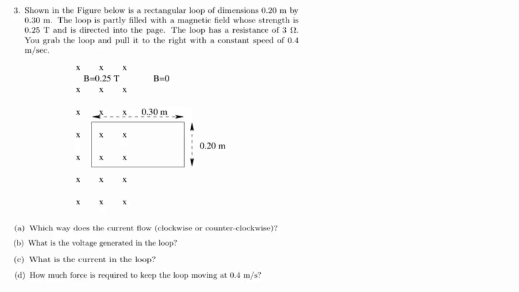We are to find which way the current flows in the loop, what is the voltage generated in the loop, the current, and finally how much force is required to maintain the motion at 0.4 meter per second.